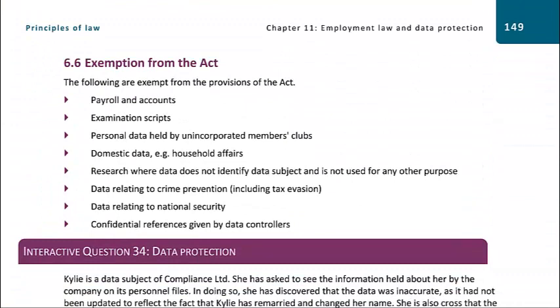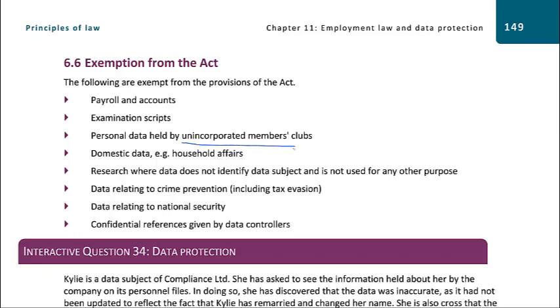Now, this is probably the most common area for exams, things which are exempt from the Act. Payroll. You can't ask to see payroll, even your own payroll data, but particularly not other people's. You can't go fishing to see whether someone's been paid more than you. You don't have a right to see your examination script. So if you think the ACA have marked your exam script inaccurately, you don't have a right to insist that you can get a copy of that and get it remarked.